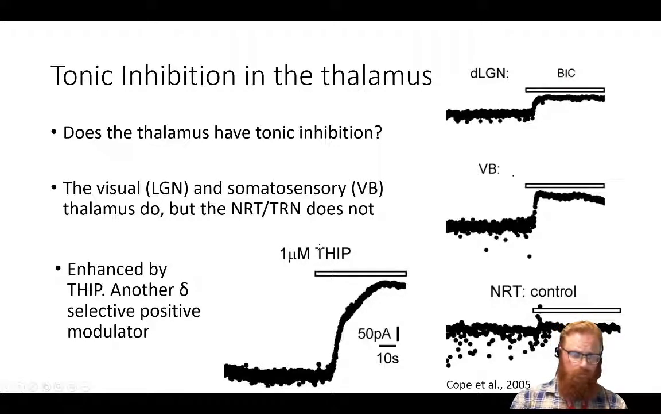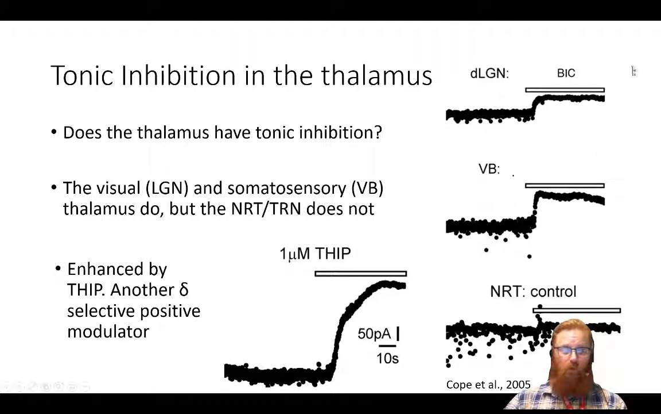So, first question. Is there tonic inhibition in the thalamus, right? So we're trying to ask this question: is tonic inhibition related to absence epilepsy? We know absence epilepsy has something to do with the thalamus. Exactly what, we're not sure. So does the thalamus have tonic inhibition at all, right? Because if it doesn't, then there's no point in asking, does tonic inhibition in the thalamus have anything to do with absence epilepsy? And the answer is yes.